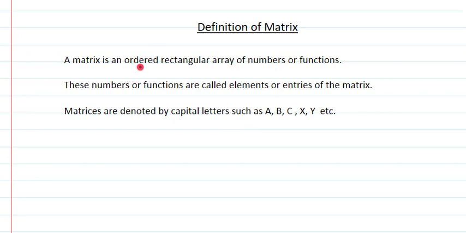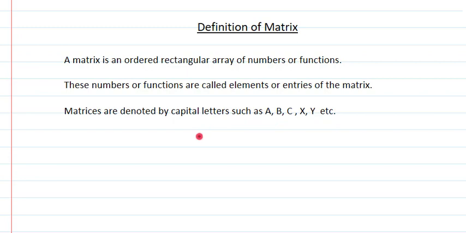Now let us define matrix. A matrix is an ordered rectangular array of numbers or functions. These numbers or functions are called elements or entries of the matrix. And the third thing is matrices are denoted by capital letters such as capital A, capital B, capital C or any of the English alphabet.